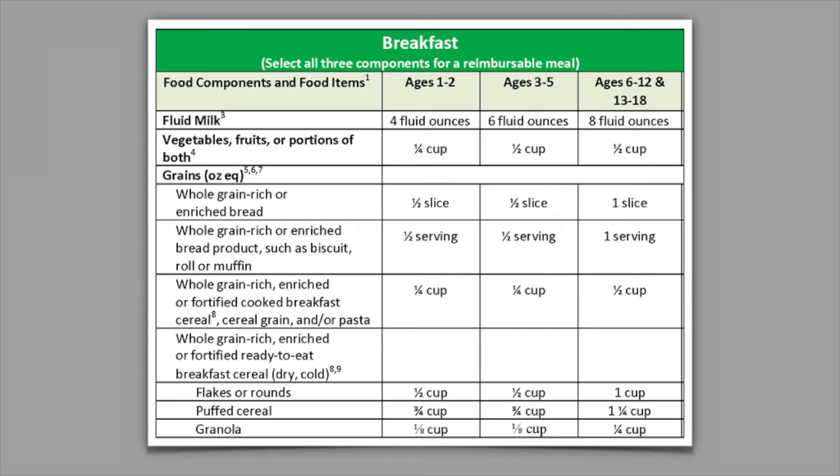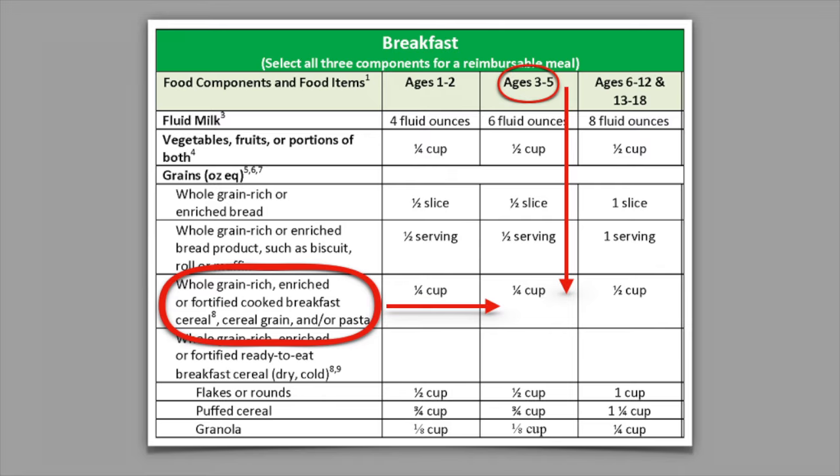Let's look at one example from each of the charts. Here's an example of the breakfast meal pattern chart. Let's say that we're going to serve a 3-year-old oatmeal. I would go down the side and look for the grain component and then move over to the 3 to 5-year-old group and see that my serving size is 1/4 of a cup.